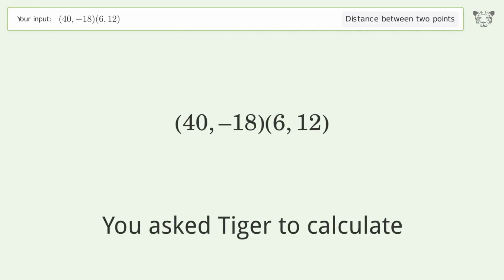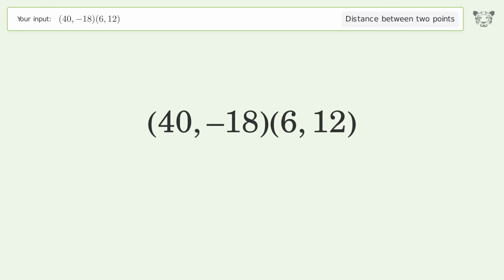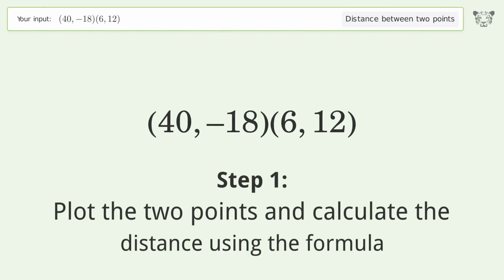You ask Tiger to calculate. This deals with the distance between 2 points. The distance between the 2 points is the square root of 2056, or 45.343. Let's solve it step by step. Plot the 2 points and calculate the distance using the formula.